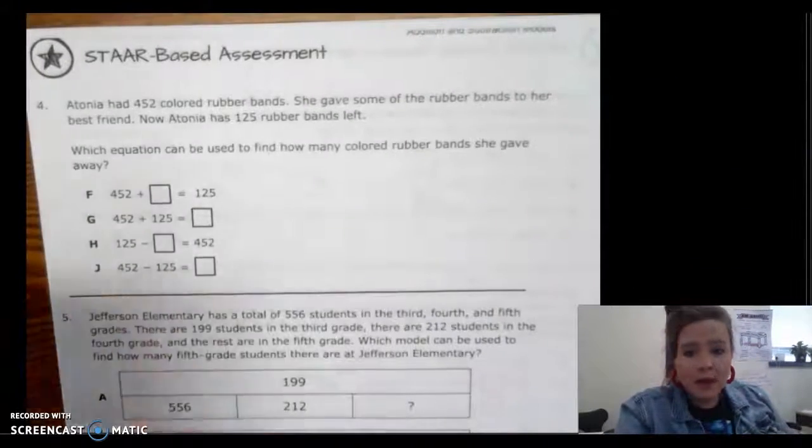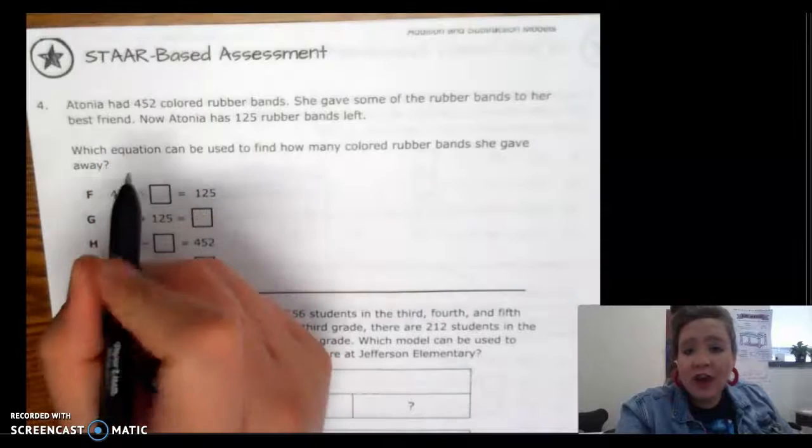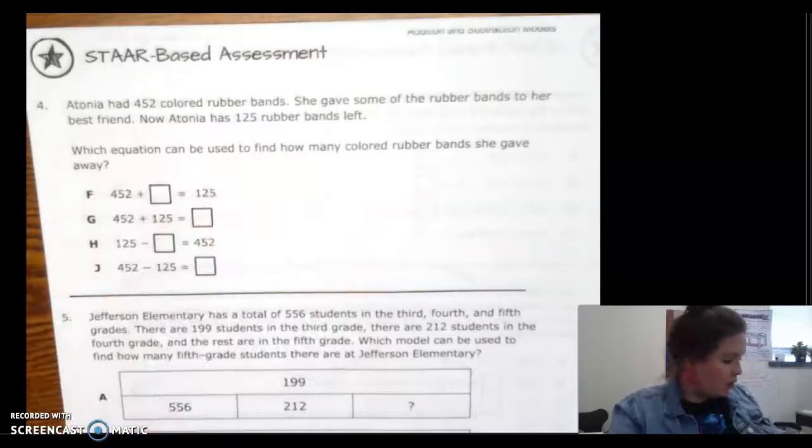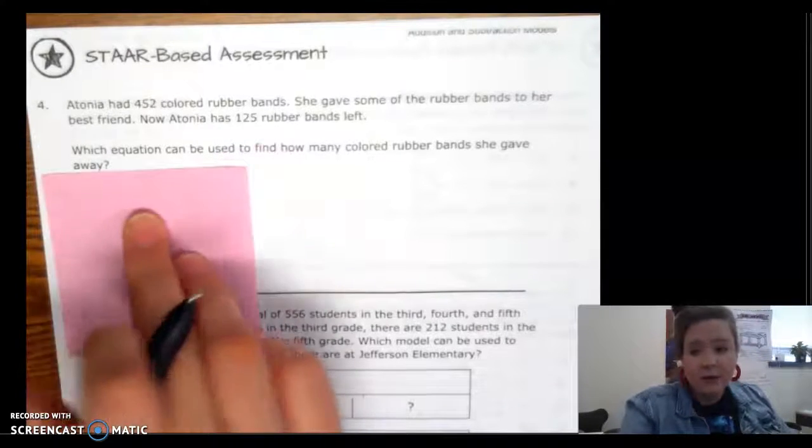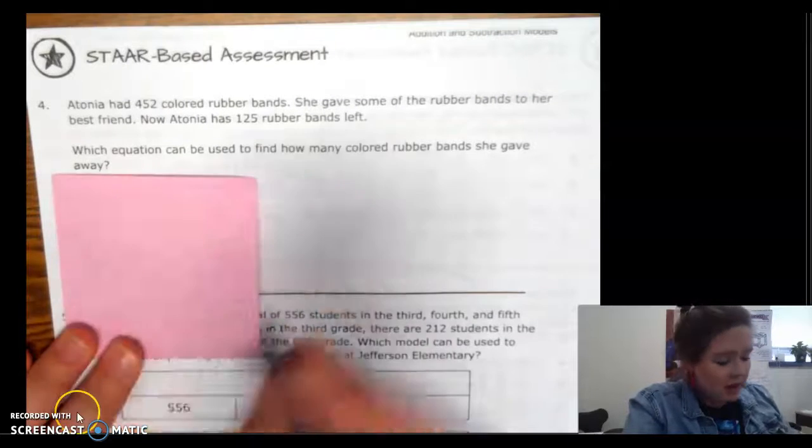Hey, third grade, we are going to continue going over addition and subtraction models. So let's go ahead and get started. I'm going to read the problem without the numbers, and then I will go in and add the values and the numbers back into the problem, okay?